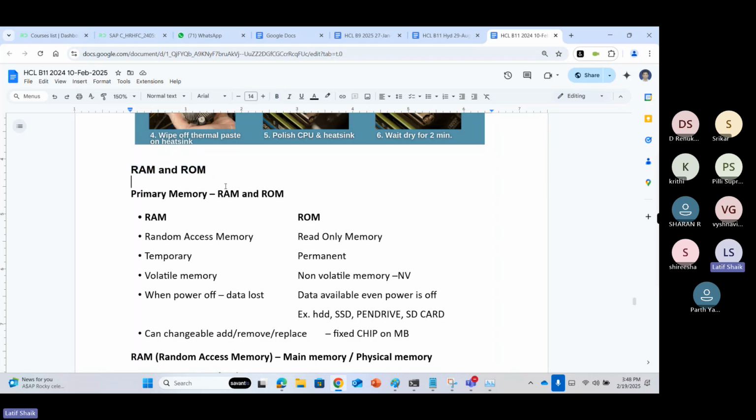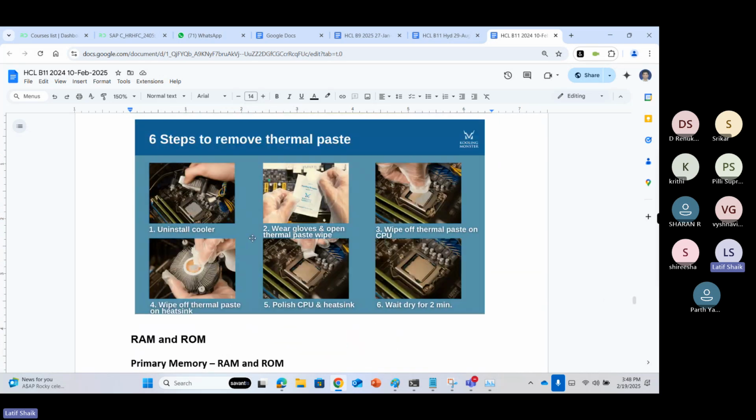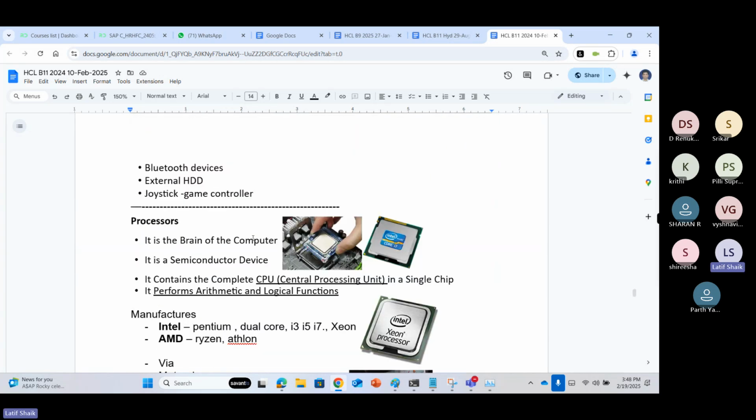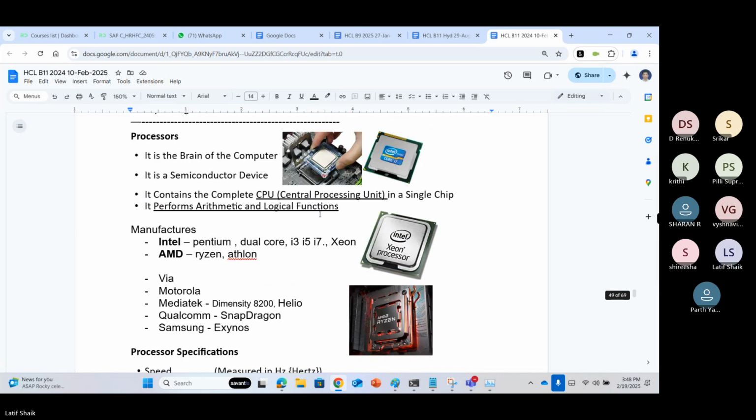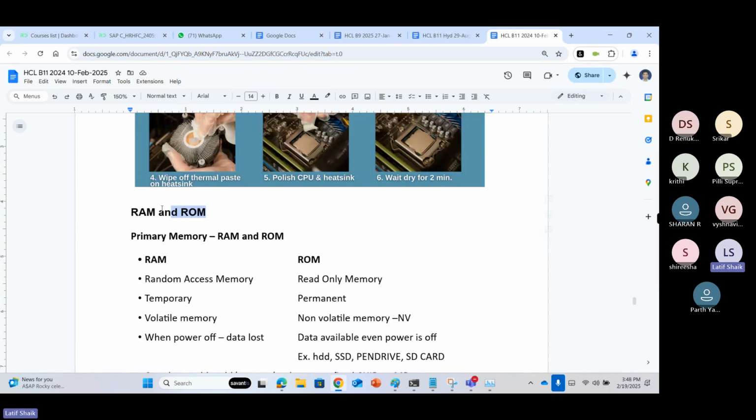RAM and ROM. We discussed the CPU, now we'll discuss RAM and ROM. What is RAM? Random access memory. ROM is read-only memory. RAM and ROM are primary memories. The secondary memories are hard disk, CD-ROM, floppy disk, pen drives. These are all secondary memories. Primary memories are RAM and ROM.